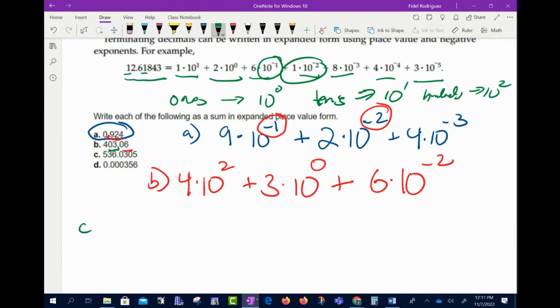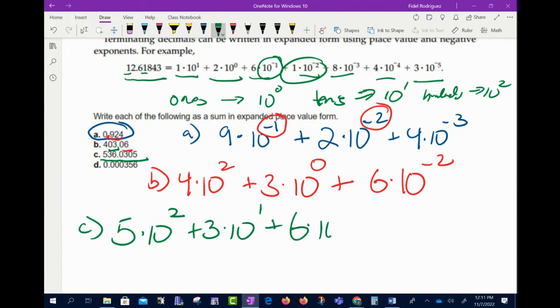So look, let's take a look at part C here. We have the number 536, and then we have some decimals after that. So again, the 5 is in the hundreds position. Remember, hundreds position is to the 2. The 3 is in the tens position, so that's 10 to the power 1. The 6 is in the ones position, so that's 10 to the power 0, okay?